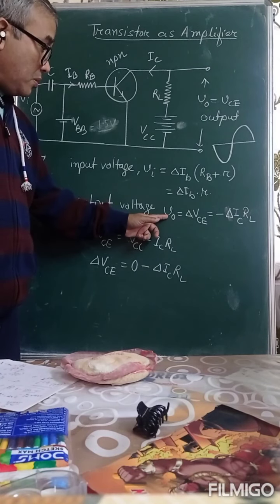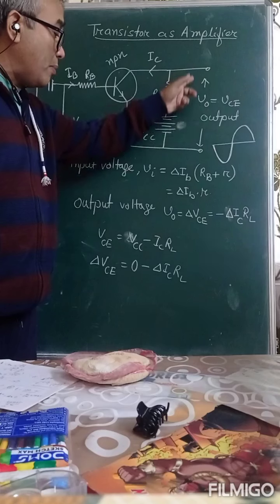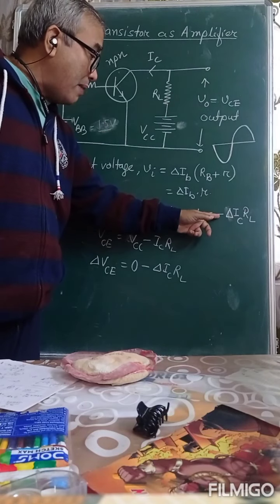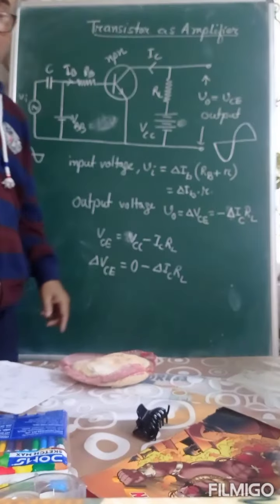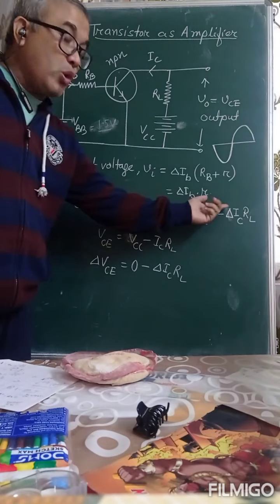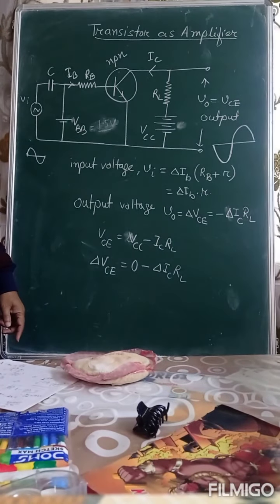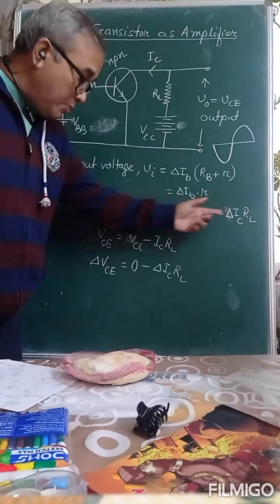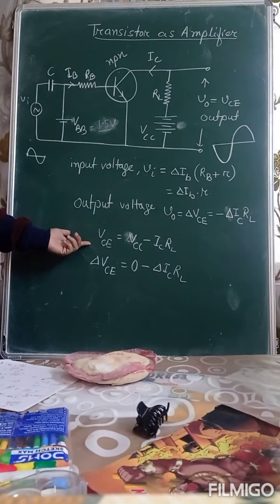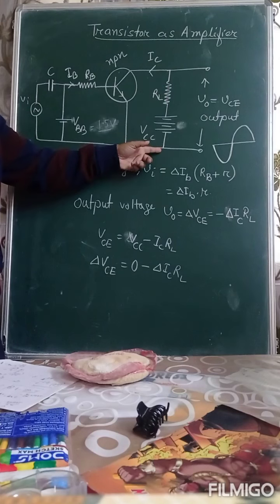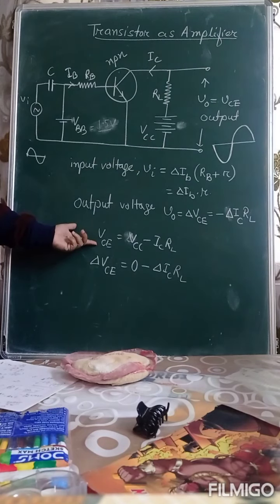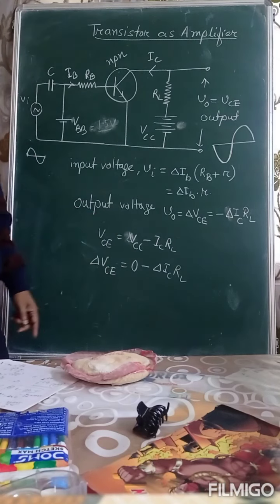Now what is output voltage? Output voltage is change in collector emitter voltage. So this is written as minus delta IC into RL. Again you may think, from where did we get this equation? I want to show you here. By applying the Kirchhoff's law, this equation is already written in the transistor as a switch. I already wrote my equation there: VCE is VCC minus ICRL.